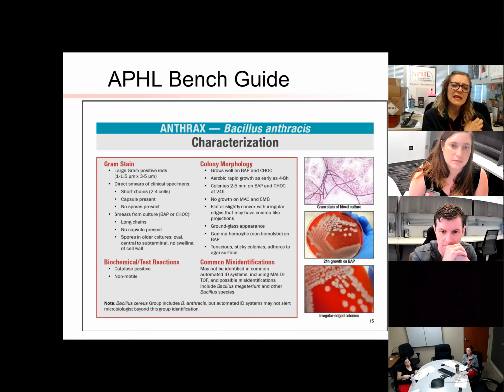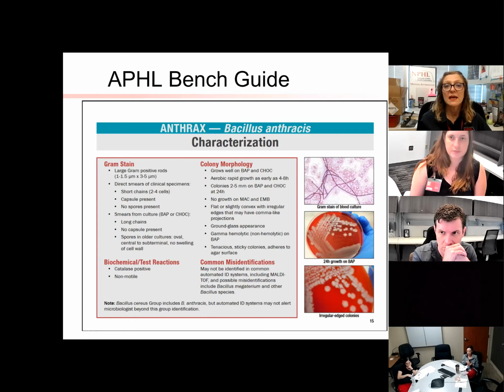But if you accidentally put it on the MALDI and you missed all the trigger points and you start getting IDs as Megatherium or Bacillus, other Bacillus species, or something really weird, I think that you should still consider going back and doing the LRN just to confirm it's not a Bacillus anthracis.